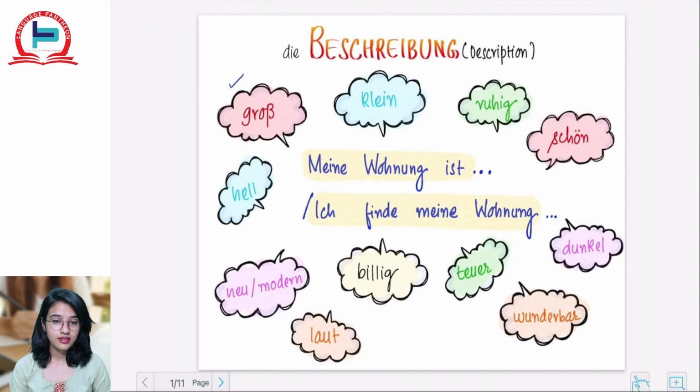First is groß, that is big. Then klein, that is small. Ruhig, that is peaceful or calm. Schön, that is beautiful. Dunkel, dark. Wunderbar, wonderful. Teuer, expensive. Billig, cheap. Laut, loud. Neuer, that is new. Modern, that is modern. Hell, that is bright.